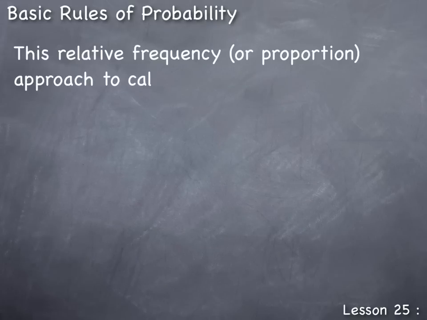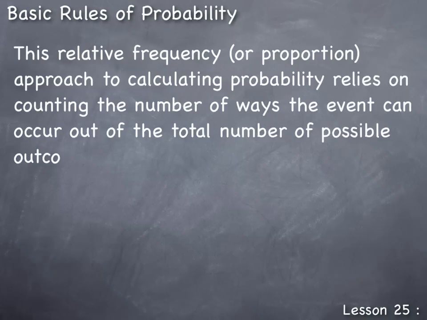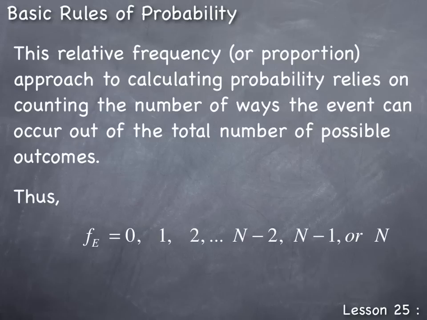This relative frequency or proportion approach to calculating probability relies on counting the number of ways the event can occur out of the total number of possible outcomes. Thus, F of E, the frequency, is the count. The lowest the frequency can be is 0, and the highest the frequency or count can be is N, the total. So F of E, the frequency, which counts the number of ways the event can occur, can be as low as 0, or 1, 2, and so on, to as high as N.